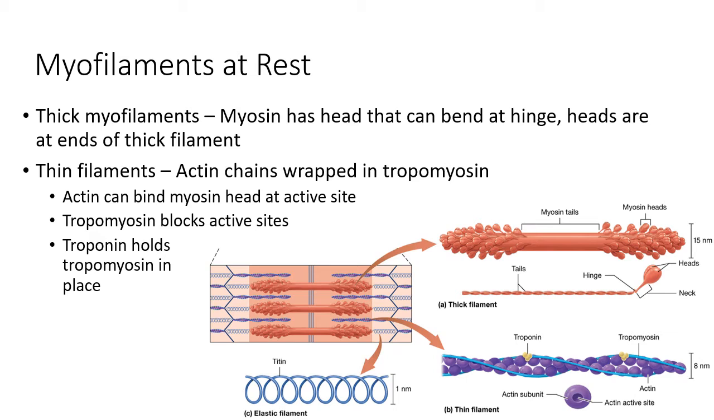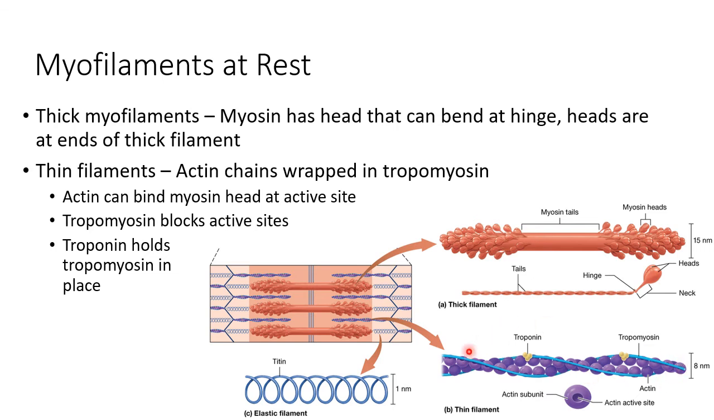Okay, so next we would have the contraction phase. Before we can talk about the contraction phase, we need to talk about what the myofilaments actually look like at rest and when that changes in the contraction phase. So for your thick myofilaments, as you remember, they're made mostly of myosin, and those myosin heads are found at either end of the thick filament, and the head can bend at the hinge down in towards the tail.